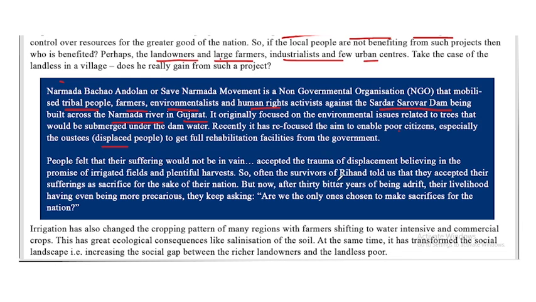So often, the survivors told us that they accepted their sufferings as a sacrifice for the sake of their nation. But now, after 30 bitter years of being adrift, their livelihoods have become more precarious. They keep asking, are we the only ones chosen to make sacrifices for the nation? Okay, so that is their question.